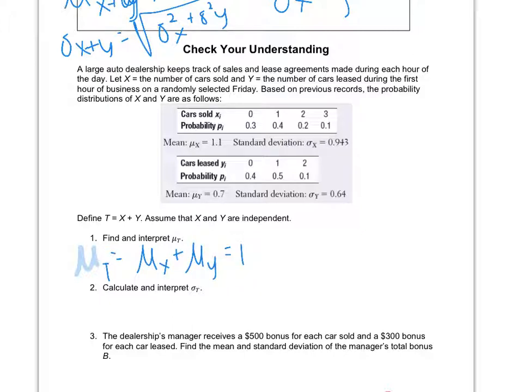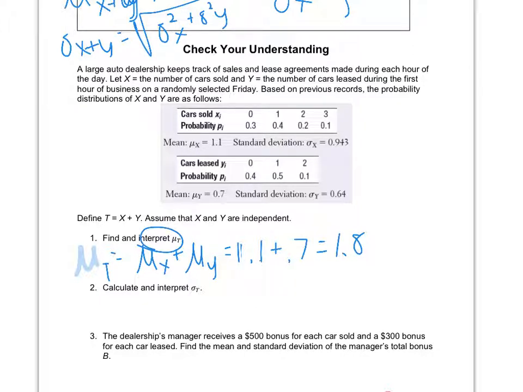My mean of x is 1.1. It helps if I put the decimal point in the right spot. My mean of x is 1.1. My mean of y is 0.7. Therefore, my mean of t is 1.8. And then it asked me to interpret it.